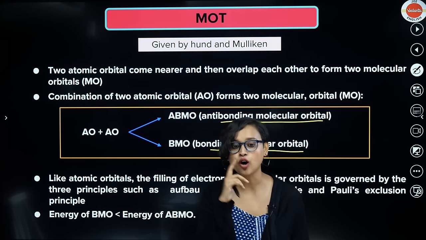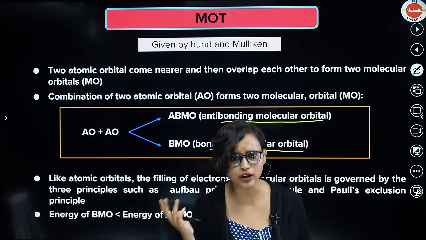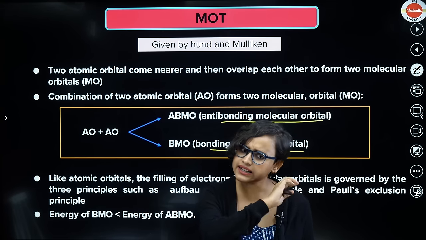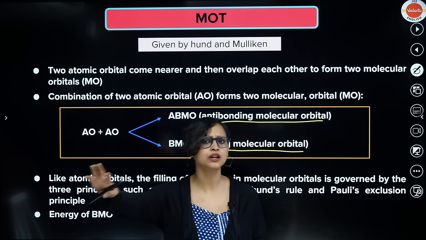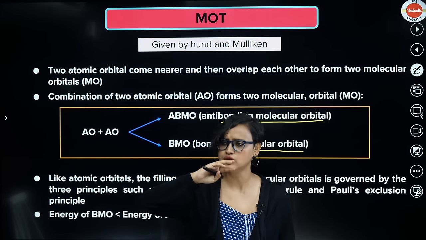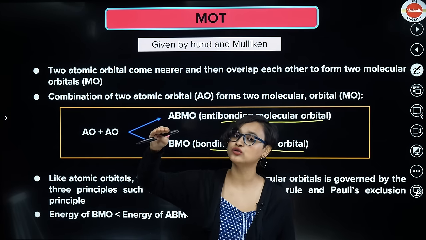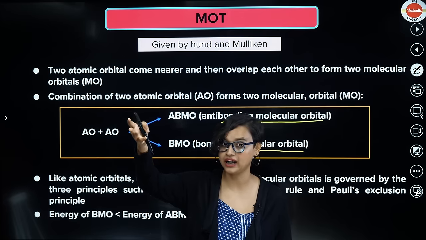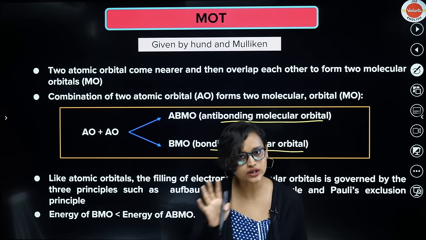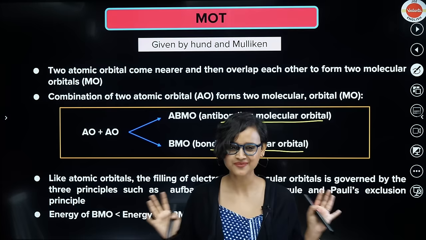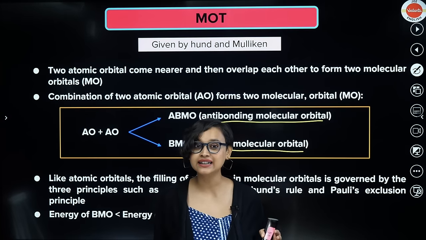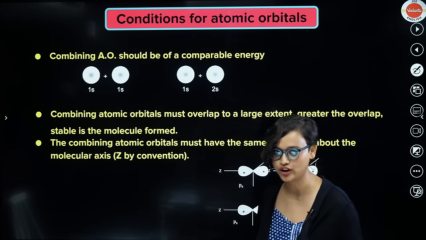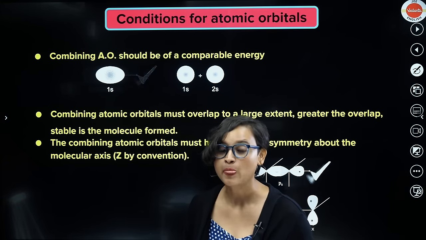So, just like how you fill the atomic orbitals, the filling of electrons in molecular orbitals is exactly the same, following the Aufbau principle, Hund's rule and Pauli's exclusion principle. You fill the lower energy first, then you go to the higher energy. You always have to have two electrons, and then only you can do the pairing up, right? Exactly the same. Those things are followed here also, okay? Just like the structure of atom. But like I said, the energy of the bonding molecular orbital is lesser than the energy of the antibonding molecular orbital. Great. Okay.